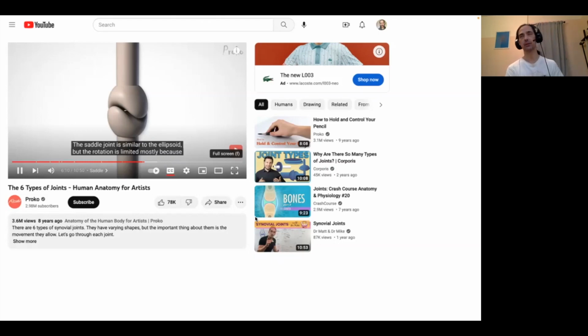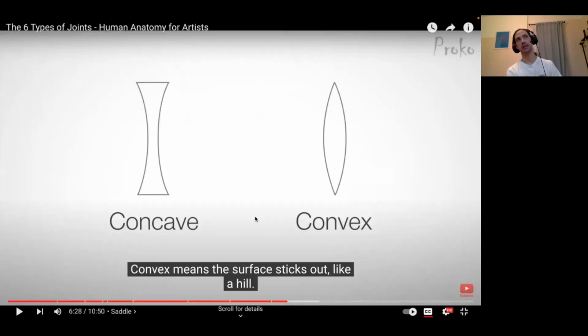That might be a practice question I've seen in the AMTA. Which bone has both concave and convex surfaces?